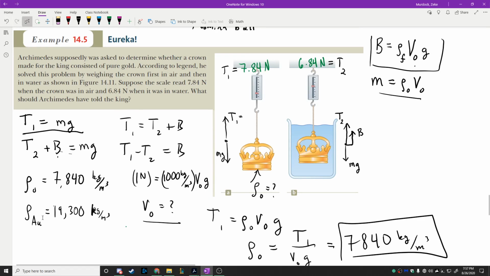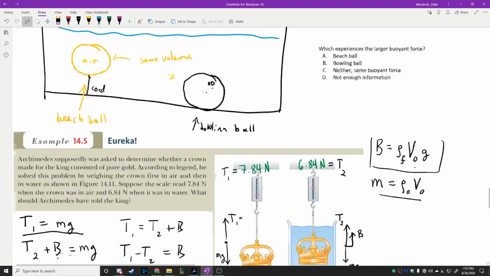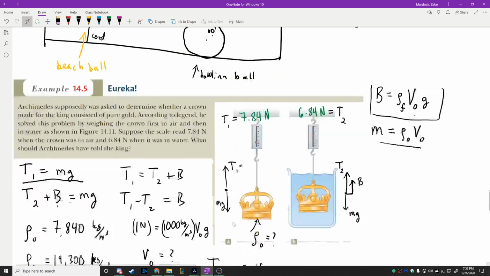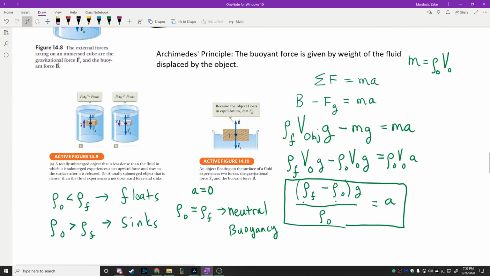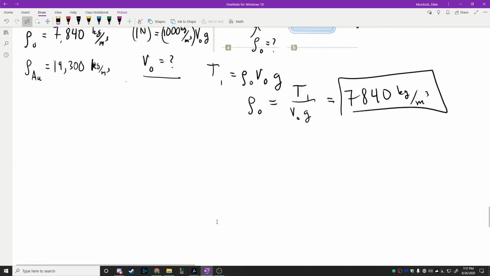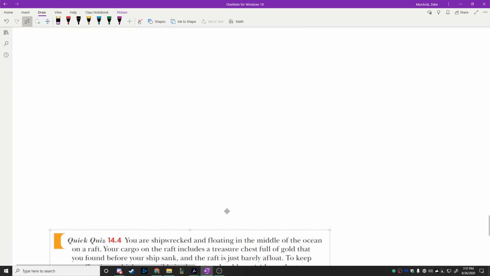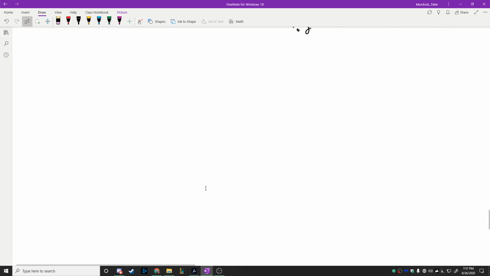Okay. The last thing I want to mention is partial submersion. Where did our picture for that go? Ooh, there's a big gap here. This situation right here. Okay. So let's talk about an object that's partially submerged, and in particular, we're going to talk about the fraction of the object that's above the surface.